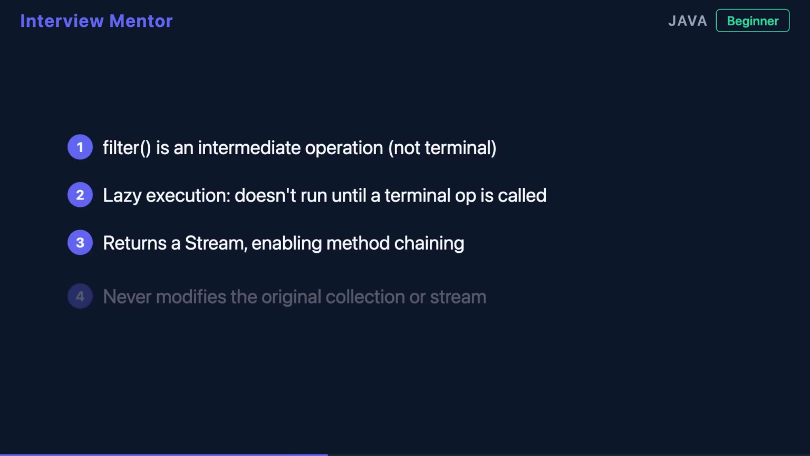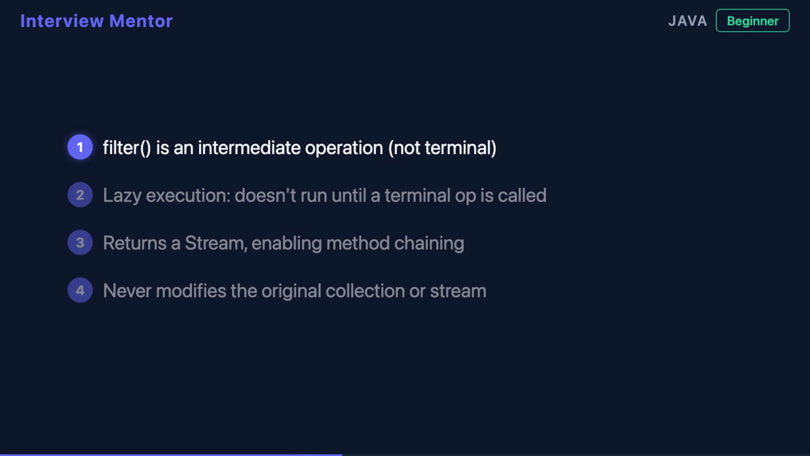Here's what makes filter powerful. It's an intermediate operation, meaning it's lazy. Filter doesn't execute immediately. Instead, it waits until you call a terminal operation like collect or forEach. This laziness allows Java to optimize the entire pipeline. Also, since filter returns a stream, you can chain multiple filters or other operations together fluently.